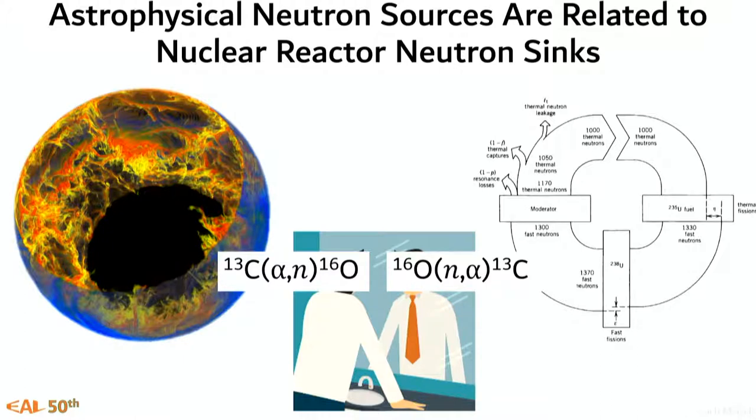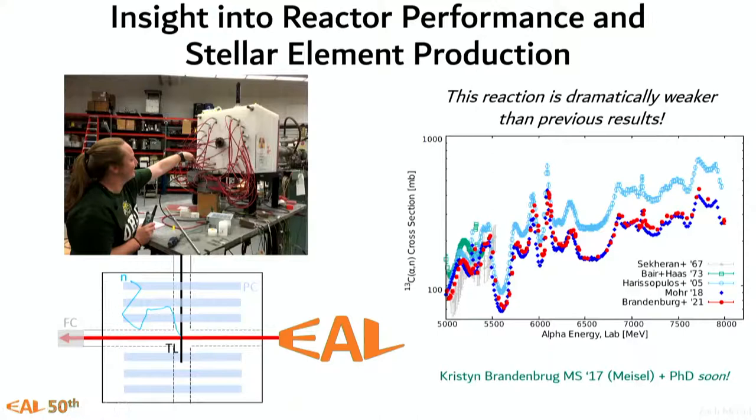So if you can understand the carbon-13 alpha-n reaction, you can not only learn about how elements were made in stars, but also about processes of interest for nuclear applications on Earth. This fantastic work was done by Kristen Brandenburg. You heard about this a little bit before. She designed, built, and commissioned this detector called Heebie-Jeebie, with, of course, a lot of help. Tom Massey played a critical role, and the machine shop was extremely important. She made this wonderful detector, Heebie-Jeebie.